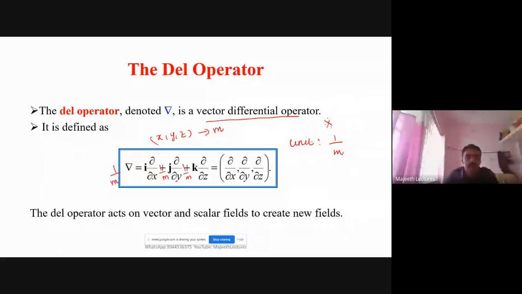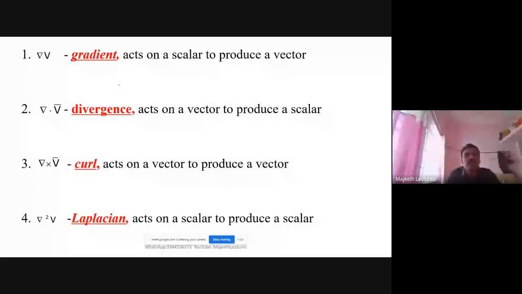Okay, next. Del alone cannot do anything. What del will do is act on either a scalar or a vector field and create a new field. The best example for a vector field is the electric field. We know electric field is a vector. Magnetic field is a vector. The scalar field is potential. Potential is a scalar, right? So del will operate on these and create a new field. In what way will it create a new field? Let us see. This is another important question which you can expect in the GATE exam.